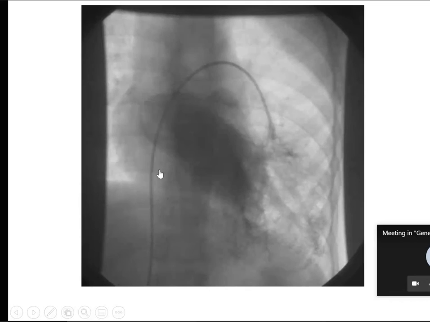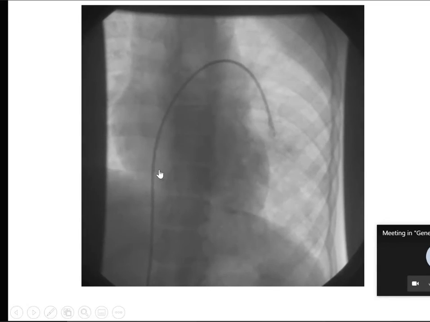Okay, what is this? Where is the catheter?